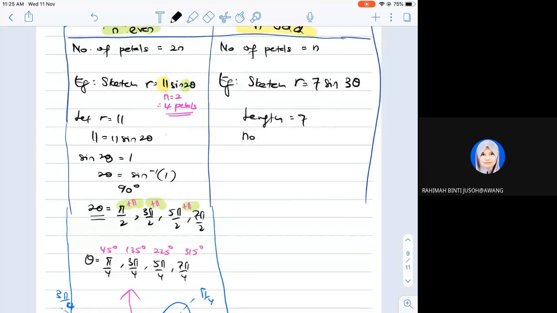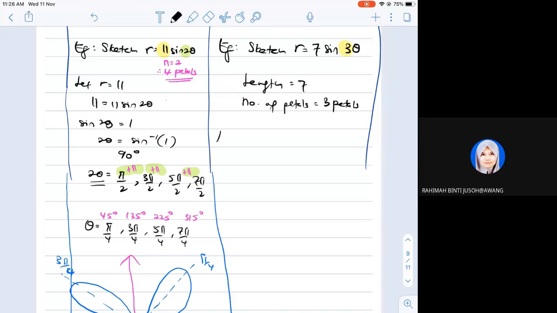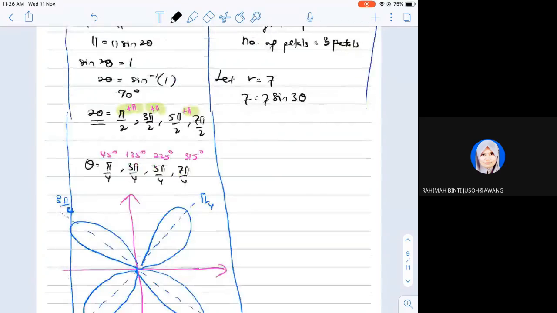Number of petals? Since it's an odd number, 3. Yes, 3 petals. So again, we let r equal 7. So we have 7 equals 7 sin 3 theta. The same method: sin 3 theta equals 1. Of course, 3 theta equals arc sin of 1.